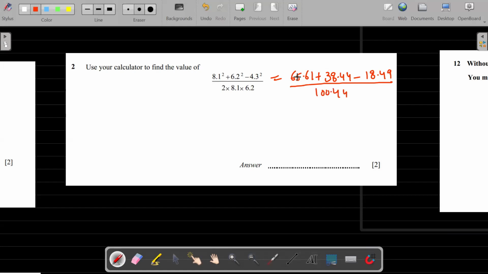100.44. Let's add them first. We will add them, then we will subtract. 65.61 plus 38.44 minus 18.49 and divide it with 100.44. Our answer is 0.8518. That is our answer.